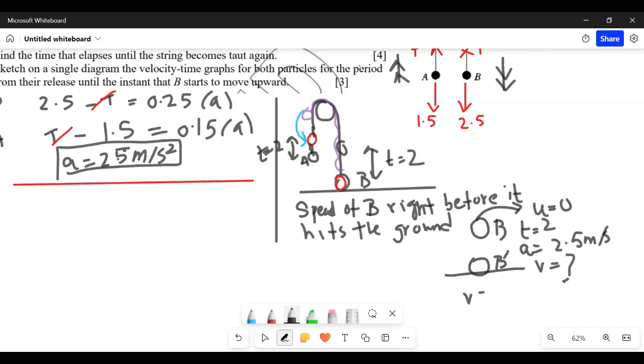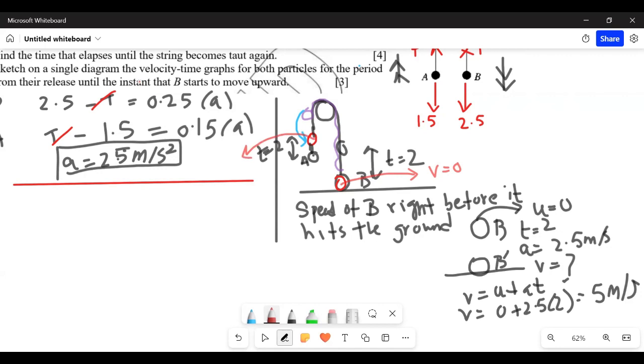So we can use v equals u plus at. So v equals 0 plus 2.5 times 2, that comes to 5 meters per second. So this is the speed of B right before it hits the ground. That means here v is 0. Okay? Sorry, it is not 0, it is 5. 5 came, the speed before it hits the ground. So it is 5 and 5. One we call v because it is its final speed, but for this one it is not the final speed, it will go further up, so I call it u.